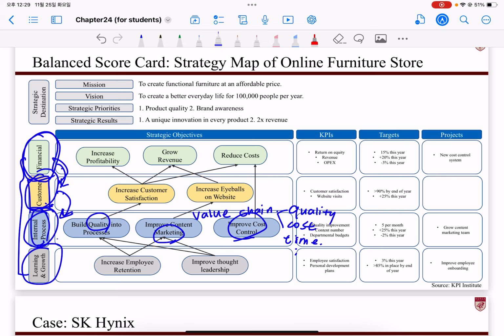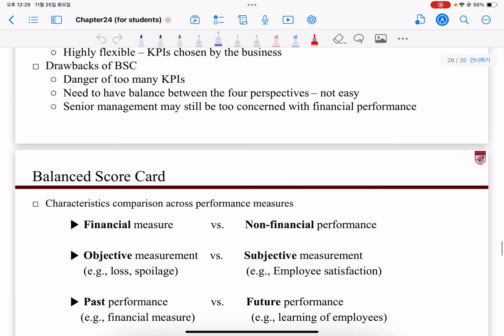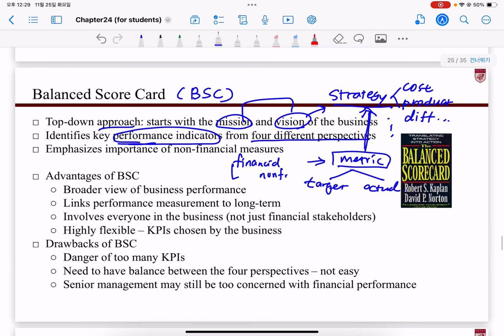But in order to have an internal process, you have to have good people. In order to have good people, you have to teach them well. That's related to the learning and growth, right? So you have to have the indicators based on these 4 different perspectives.